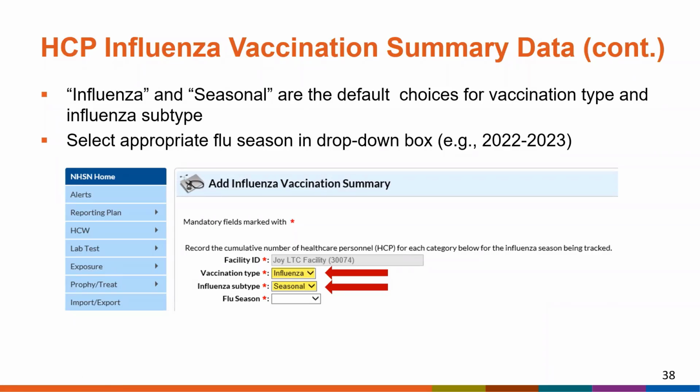You must complete all fields marked with an asterisk on this page. Influenza and seasonal are the default choices for vaccination type and influenza subtype. The user can select the appropriate flu season in the drop-down box. For example, if you are reporting data for the 2022-2023 influenza season, you must select 2022-2023 in the drop-down box. Facilities can always contact NHSN if they are unsure of which influenza season is currently being reported.